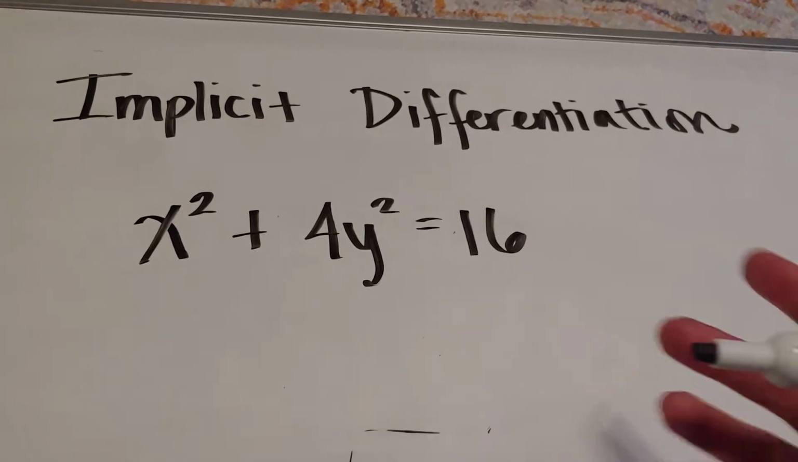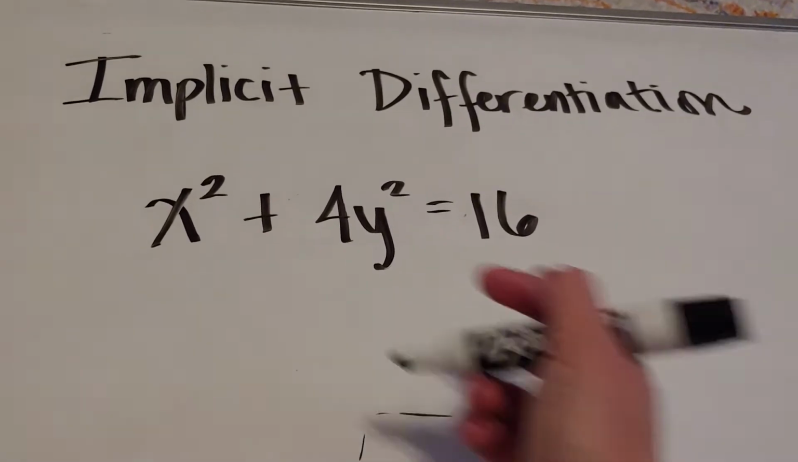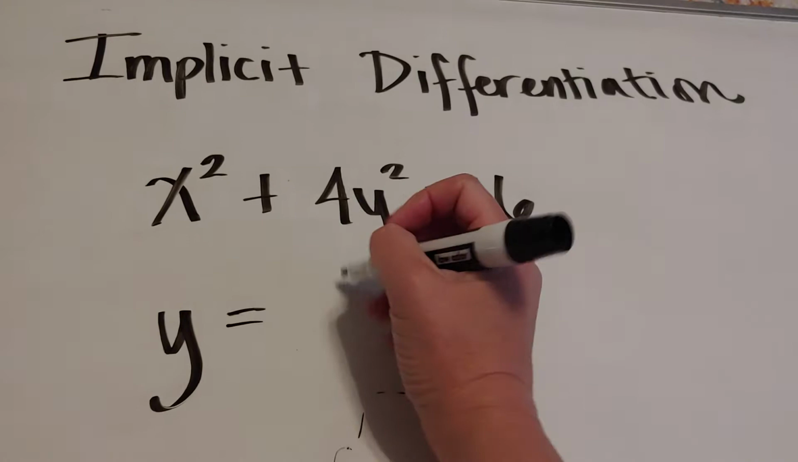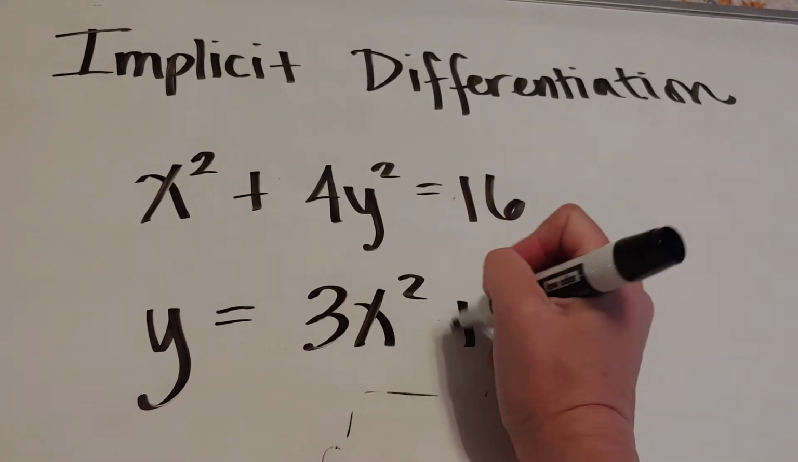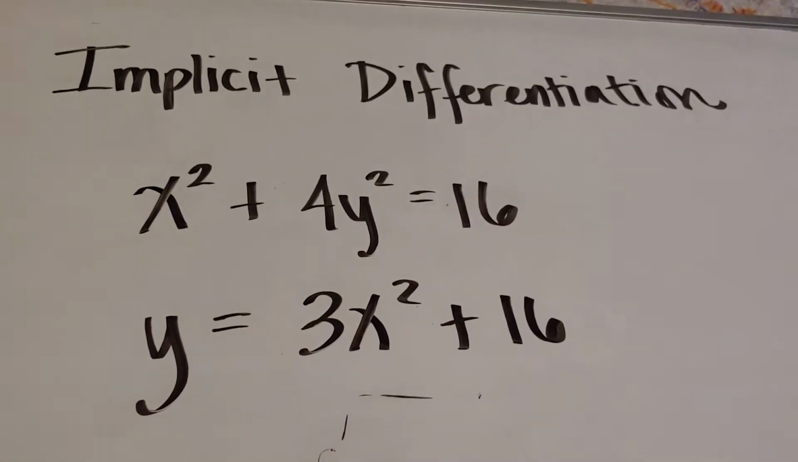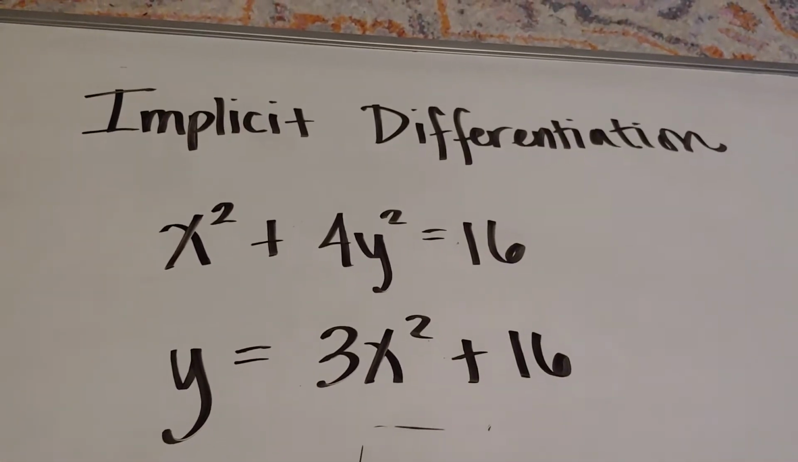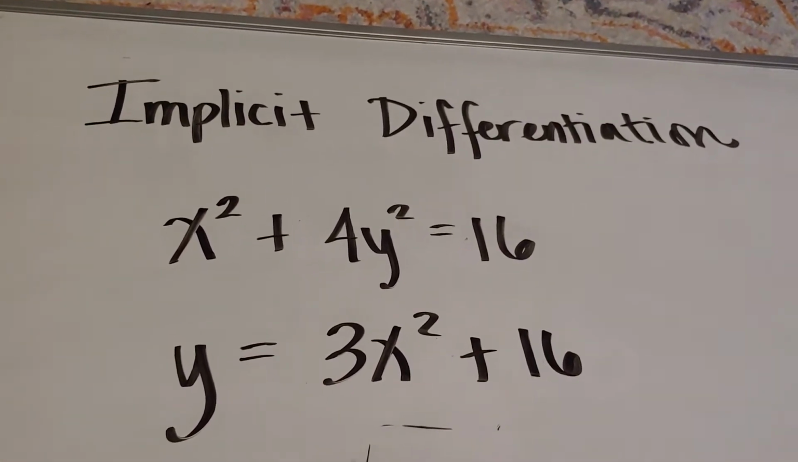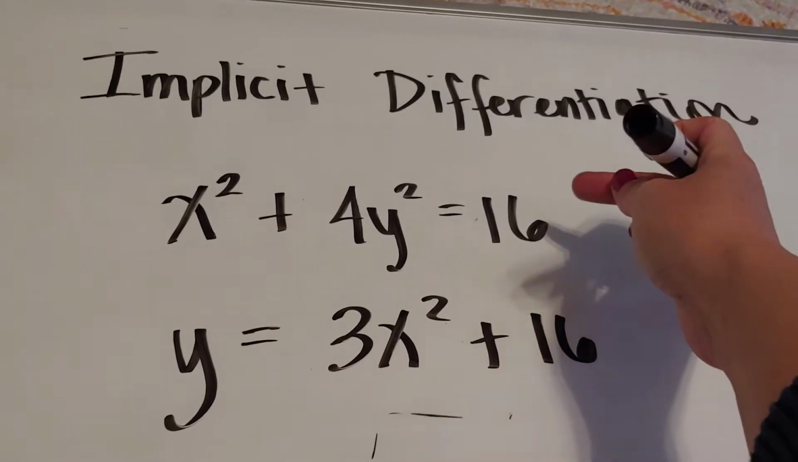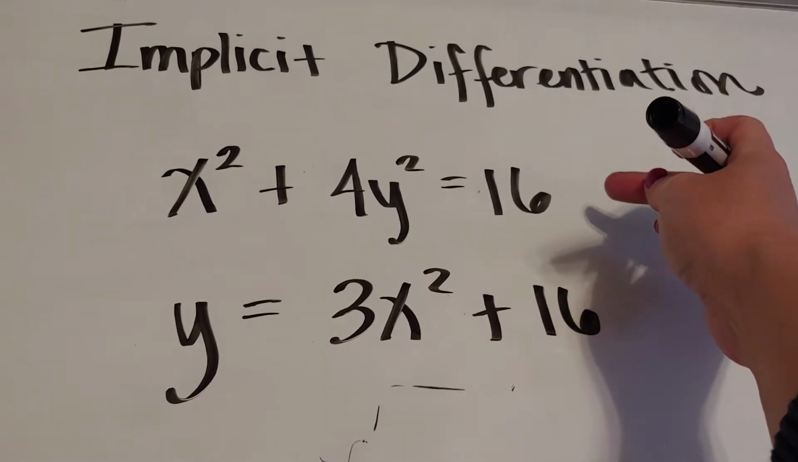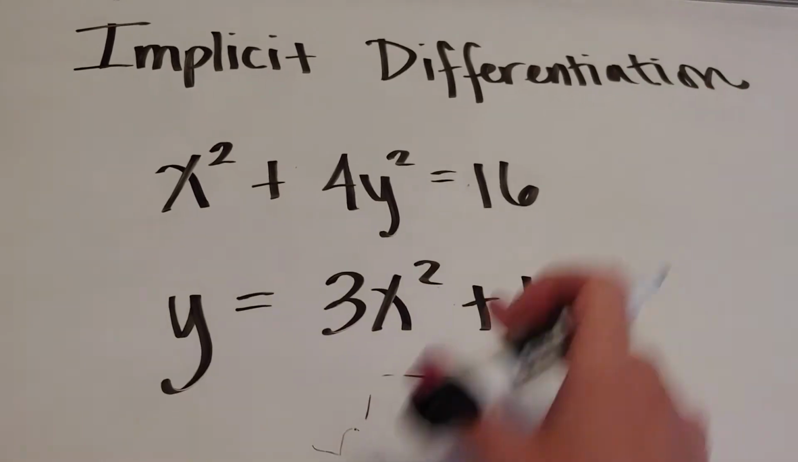Now, explicit functions are ones where you have y equals stuff in x. So these are not equivalent. I just made up a second function. The idea here is that we want to be able to find the derivative of a function implicitly, meaning let's not rearrange it, let's just go for it.